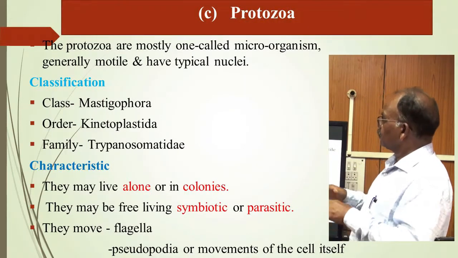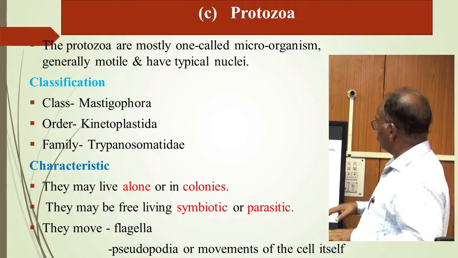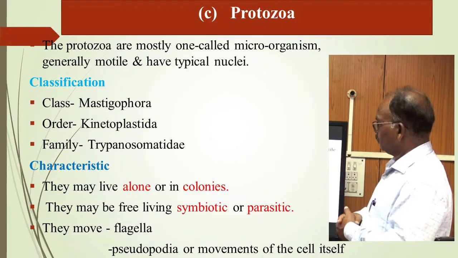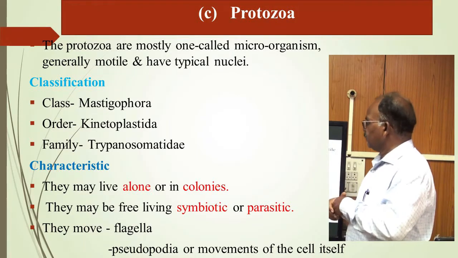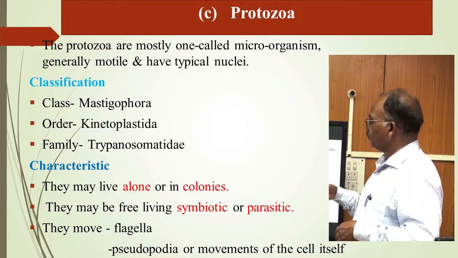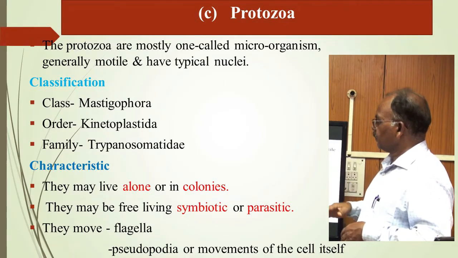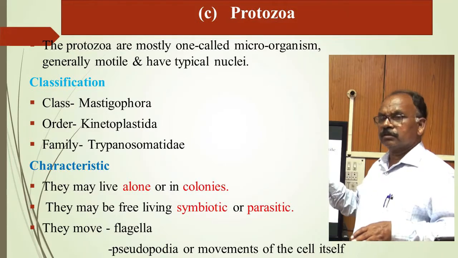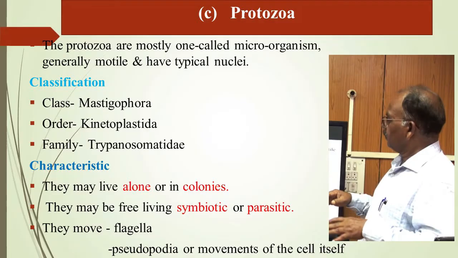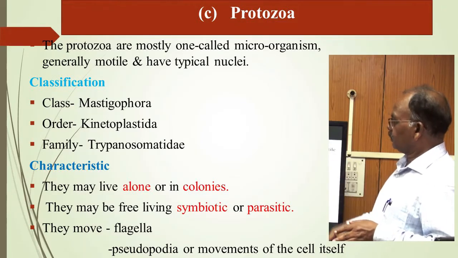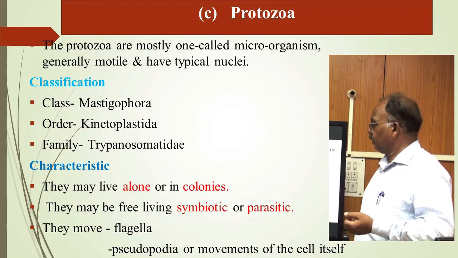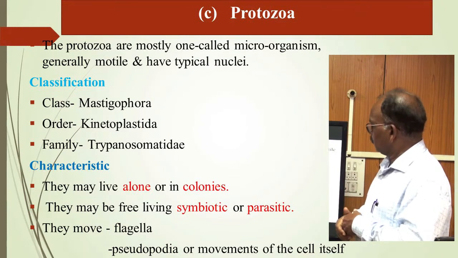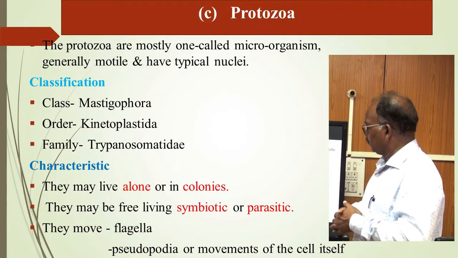Protozoa. The protozoa are mostly one-celled microorganisms, generally motile, and they have typical nuclei. They are classified under the class Mastigophora, the order Kinetoplastida, and the family Trypanosomatidae. This is the classification of the protozoa. They may live alone or in groups or colonies. They may be free living, symbiotic, or parasitic. Symbiotic means mutually beneficial.